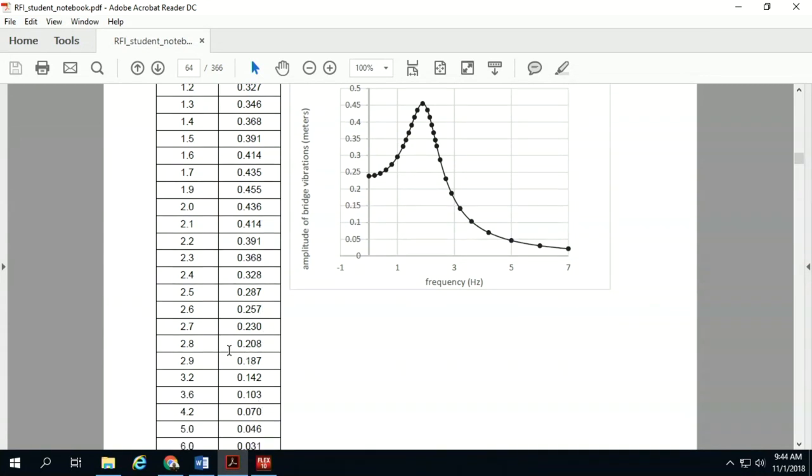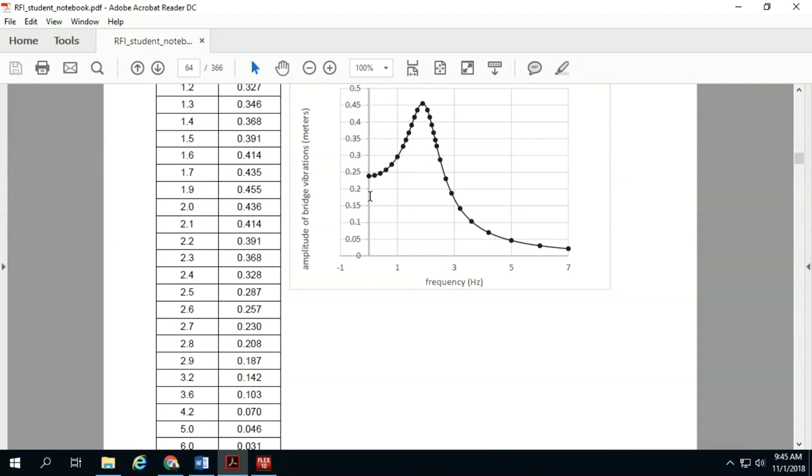Well, if you look at the chart, does 3 appear on the chart? No, so it's going to be somewhere between 0.187 and 0.142, closer to 0.187, right? The other way, though, that you can do it is if you go to the graph, and you can see that a frequency of 3 looks to be about 0.1. Did anybody say 0.175? Okay.